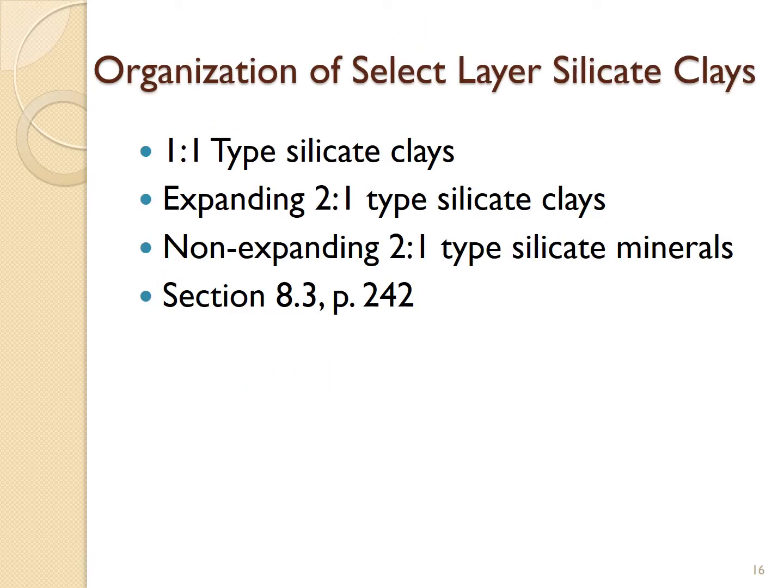So we're going to start talking about the one-to-ones versus two-to-ones that are either expanding, meaning they can open up their interlayer space, like Hungry Hungry Hippo, or if they're non-expanding, there's something in that interlayer space that's holding them together.